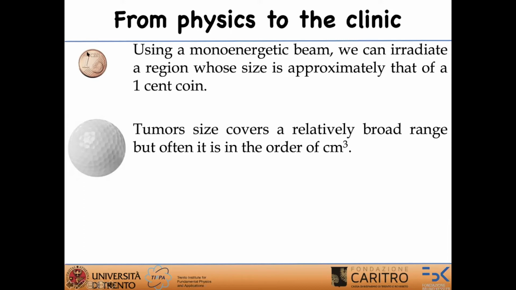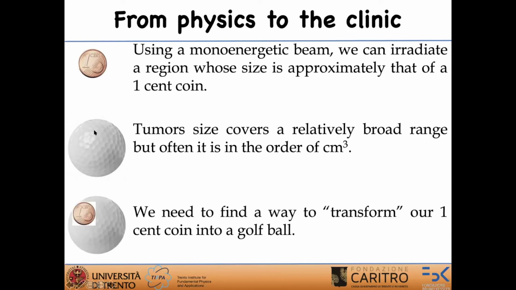The challenge is a single monoenergetic beam. You can irradiate a region whose size, imagine, is approximately a cent, the 1 cent coin. And instead, your tumor is like a golf ball. Tumor size varies, the range of tumor size is very broad. They can be super small, they can be pretty big. But let's say on average they are in the order of 1 cubic centimeter. So if you want to cover your ball, we gotta transform our 1 cent coin into a golf ball. So how do we do that?